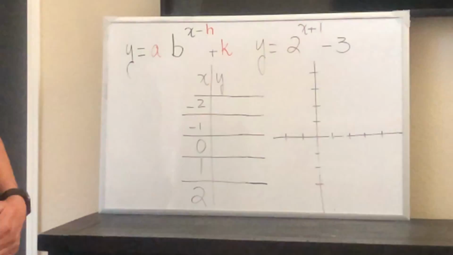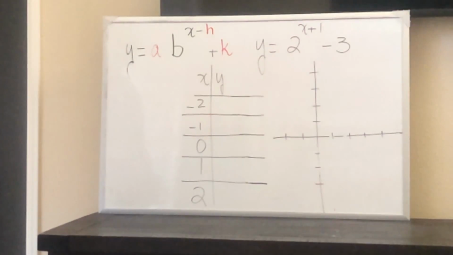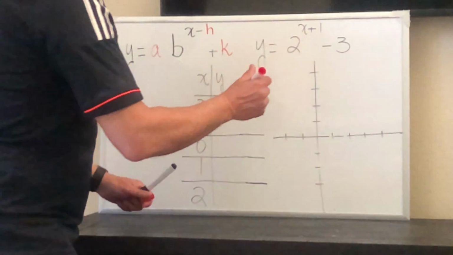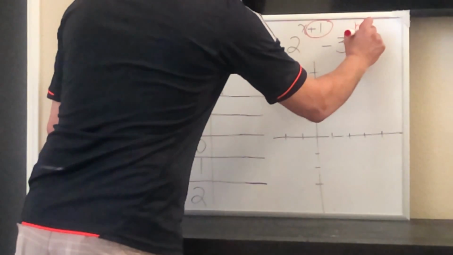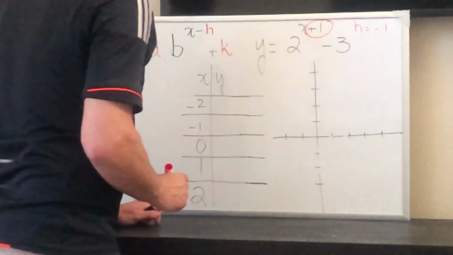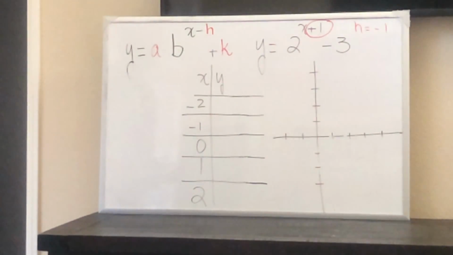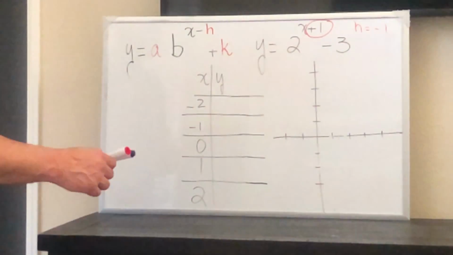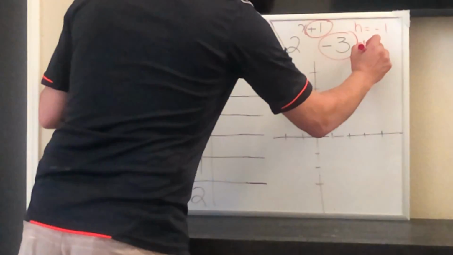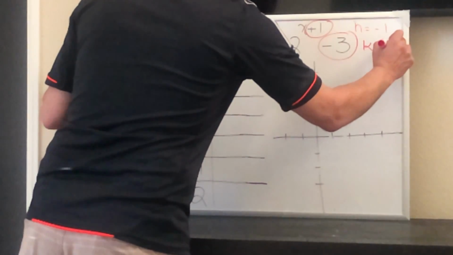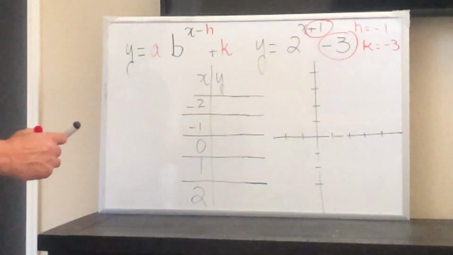Here's our example that I chose for today. y is equal to 2 to the power of x plus 1, minus 3. So right off the bat, we identify that h is -1. So that means we have a shift of 1 unit to the left, and k is -3. That means we have a shift down of 3 units.